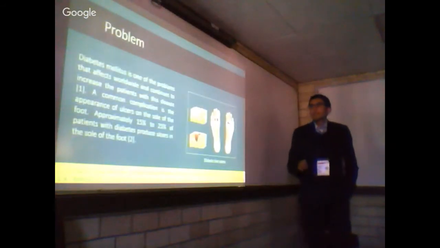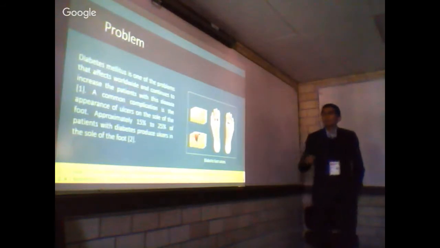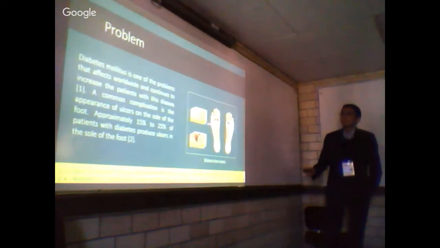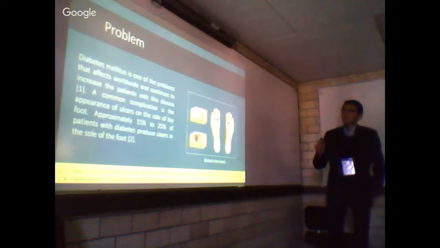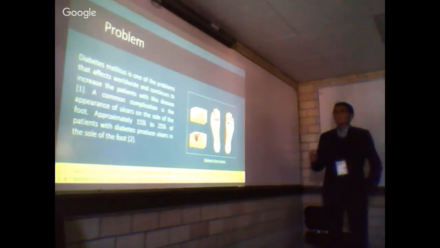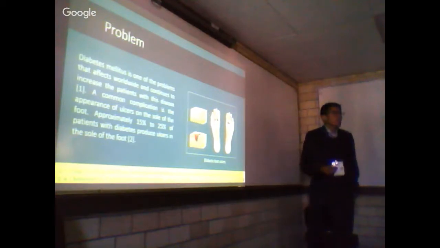The problem we have is diabetes mellitus. It is one of the problems that affects the world and continues increasing. One of the consequences of diabetes mellitus is the complication of the diabetic foot, which in the worst condition results in ulcer and death. So the problem is that in the medical area, the doctor cannot see these problems until they appear. So it means that until now we cannot prevent.